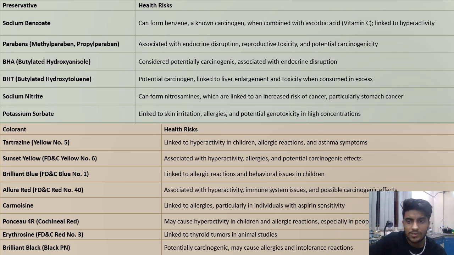So sodium benzoate is a carcinogen, is linked with hyperactivity. Parabens, methylparaben, propylparaben are said to be reproductive toxicity and teratogenic agents because they act as endocrine disruptors. BHA and BHT, that is butylated hydroxytoluene and butylated hydroxyanisole, are again preservatives that have potential carcinogenic and encephalopathy-like effects, or hepatomegaly, splenomegaly, a lot of different side effects. Sodium nitrate has nitrosamines, which is the most common agent for rectal and stomach cancer. Potassium sorbate for allergies and genotoxicity.